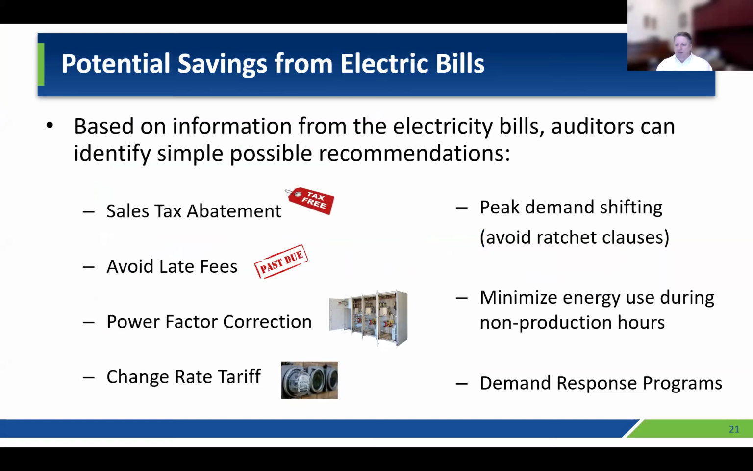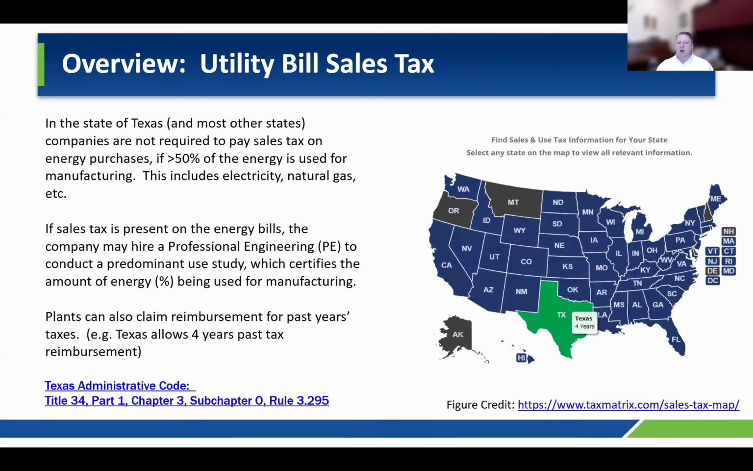We'll also talk about peak demand shifting. We've already mentioned the problem that ratchet clauses pose. And we'll talk about turning off equipment during non-production hours, and demand response programs that you may wish to participate in. But let's start with sales tax. In the state of Texas and most other states, as you'll see, there is an exemption for paying sales tax on the energy that is being used for manufacturing.